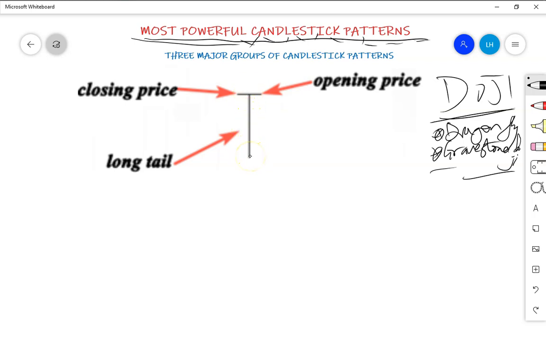Now sellers come in, pushing price down. After pushing it down, buyers came in again, pushing it up until they reach the same opening price, and then the candle closed. So due to those movements, what information do we get from this? The information we get is that buyers are taking control. Until this candle closes, it seems like buyers took control of the direction of the market.